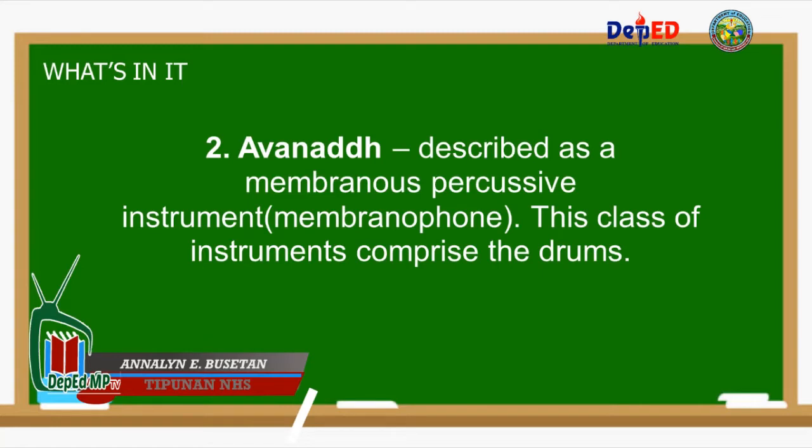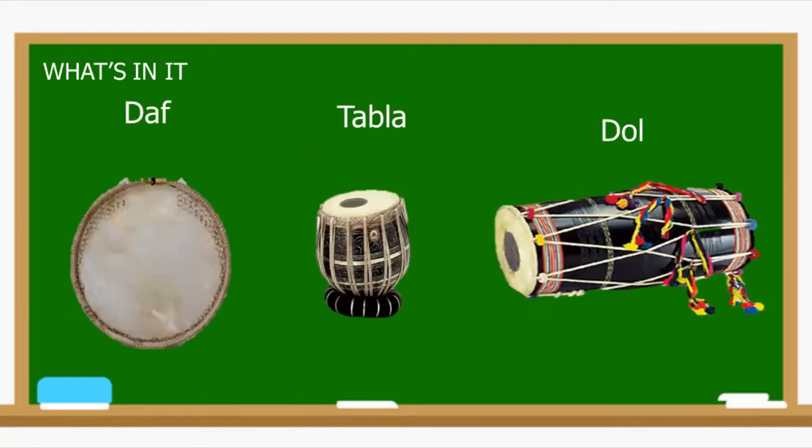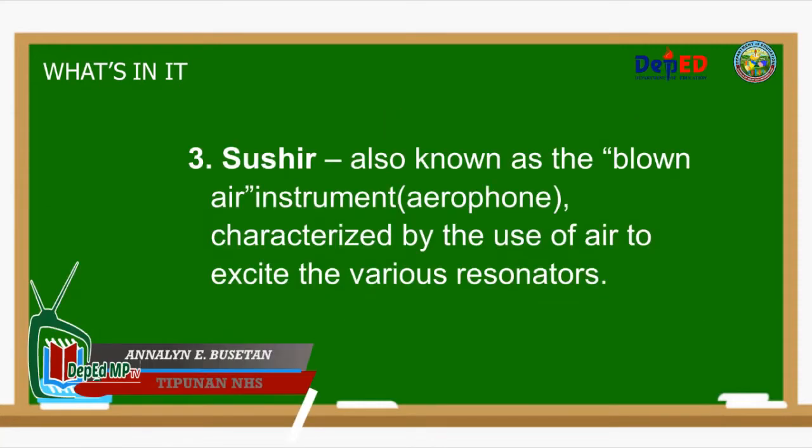Number 2, avanad. Described as a membranous percussive instrument. This class of instruments comprise the drums. These instruments are played by beating the drum heads. Number 3, sushir. These are also known as the blown air instruments. It is characterized by the use of air to excite the various resonators.